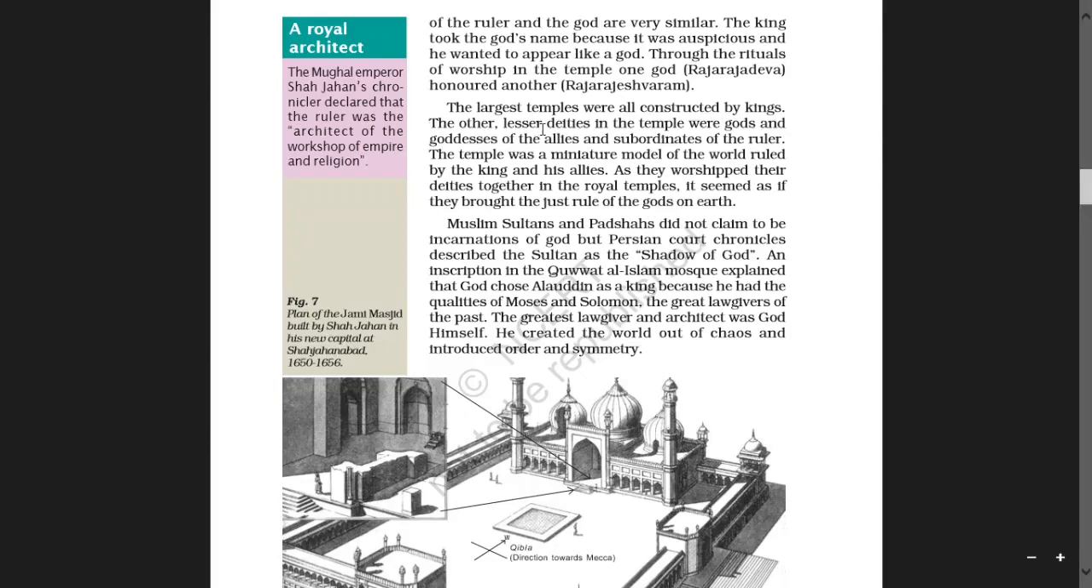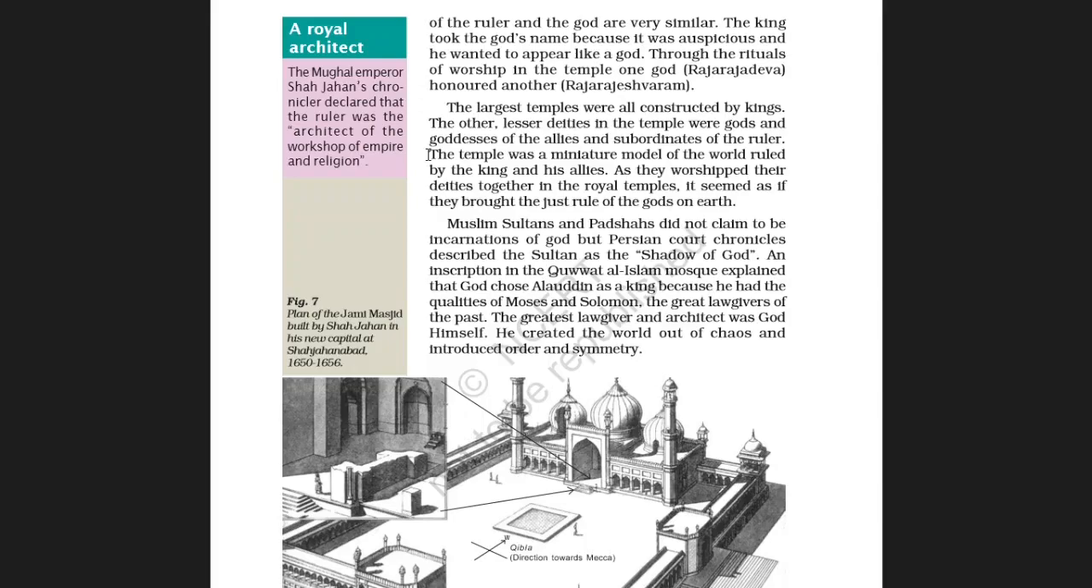The other lesser deities in the temple were gods and goddesses of the allies and subordinates of the ruler. Lesser deities means a god smaller than others. In the temple, they were gods and goddesses of the allies. Allies means to unite, and subordinates. Subordinates means a person under the authority or control of another within an organization, here the ruler.